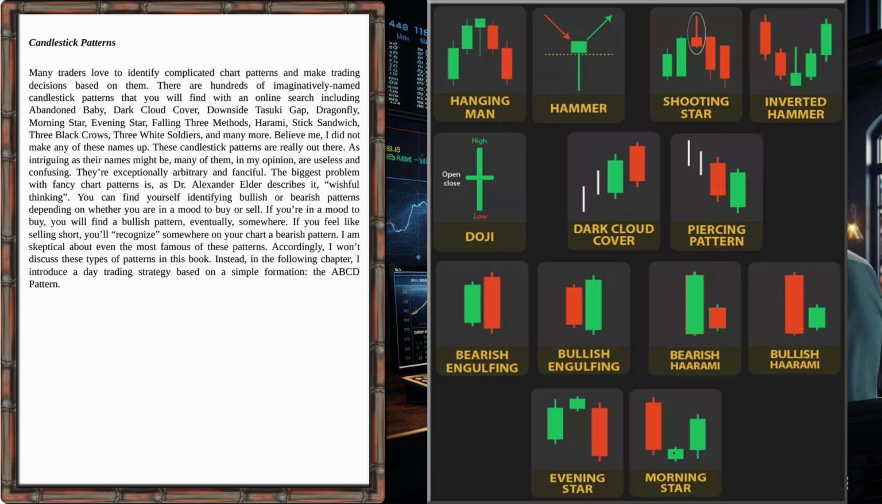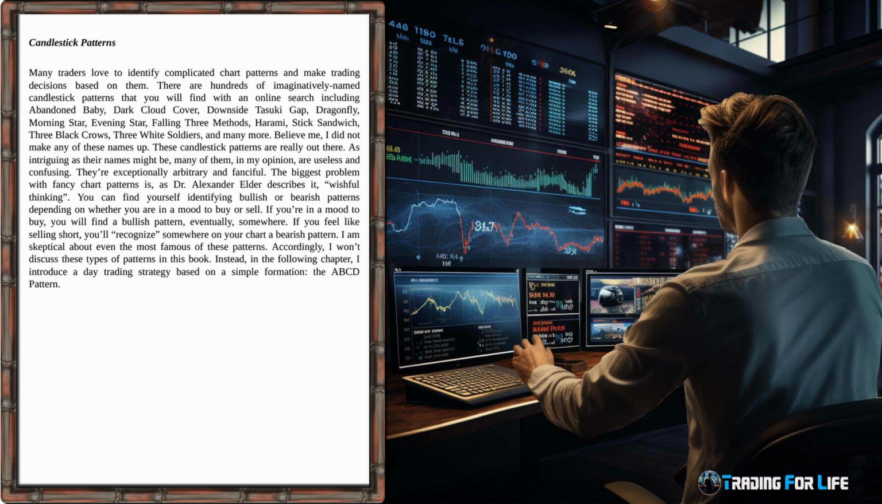As intriguing as their names might be, many of them, in my opinion, are useless and confusing. They're exceptionally arbitrary and fanciful. The biggest problem with fancy chart patterns is, as Dr. Alexander Elder describes it, wishful thinking. You can find yourself identifying bullish or bearish patterns depending on whether you are in a mood to buy or sell. If you're in a mood to buy, you will find a bullish pattern, eventually, somewhere. If you feel like selling short, you'll recognize somewhere on your chart a bearish pattern.